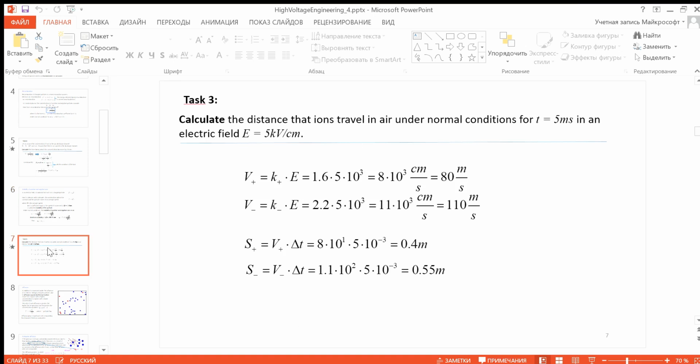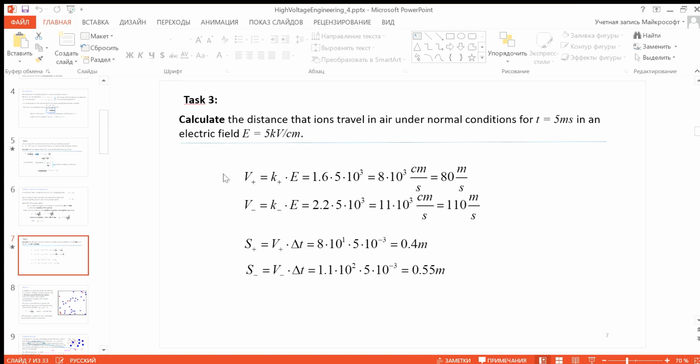Let us solve the next task. These are very simple calculation examples. I suggest solving them in order to evaluate and remember the orders of magnitude that are used in them. This helps to better understand the processes in high voltage equipment. The task is to calculate the distance that ions travel in air under normal conditions for a time of 5 milliseconds in an electric field with strength 5 kilovolts per centimeter.